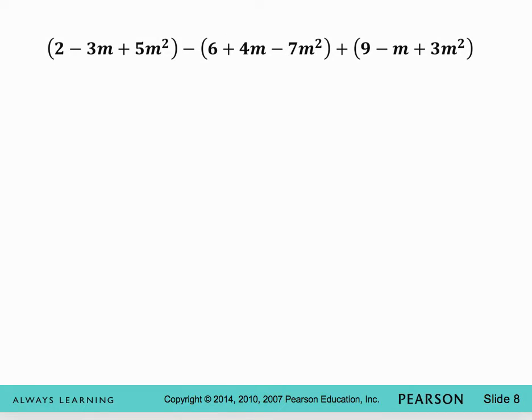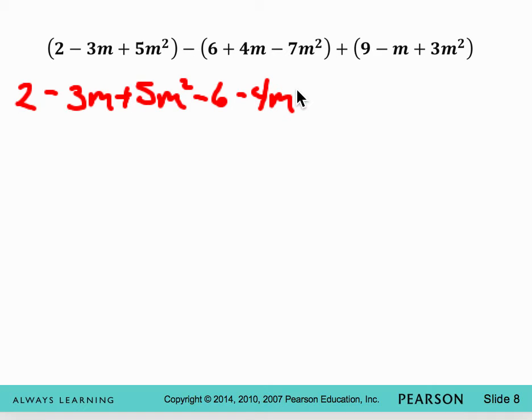Okay. So what I need to do first? Get rid of parentheses. If there's a 1 out front, it doesn't change anything. But this negative 1 needs to be distributed. So minus 6 minus 4m plus 7m squared. This is a positive, so a positive 1 doesn't change anything.